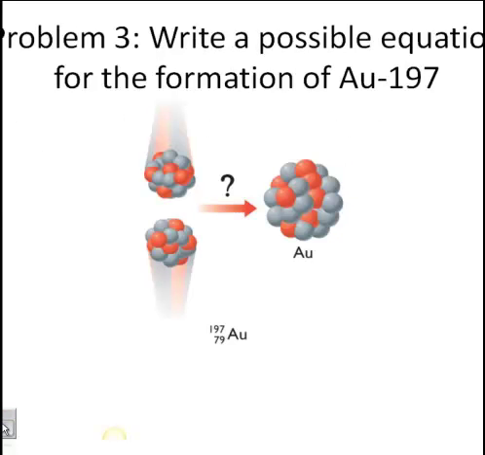Problem number 3, you're just coming up with 2 hypothetical elements that might fuse to make gold. So you have this one here, you might have copper.